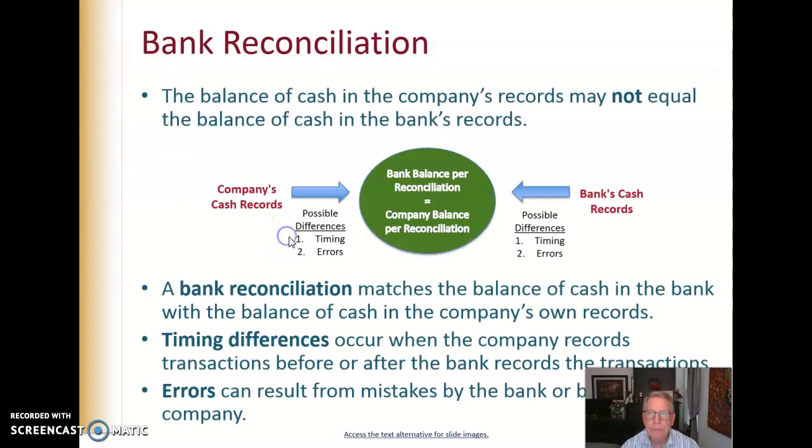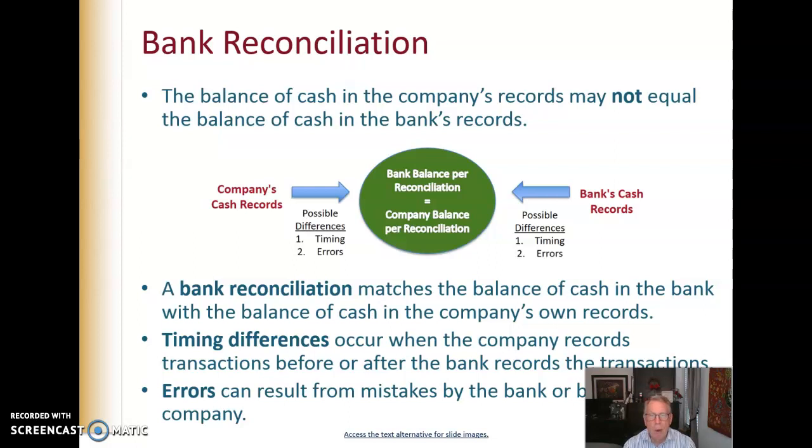What we're doing here is we're comparing what we receive on the bank statement to the company's cash records. There's always going to be a difference. There are timing differences for the most part. But we also sometimes have errors that we make as a company, or even the bank makes. The bank doesn't make too many, but they do make them occasionally.